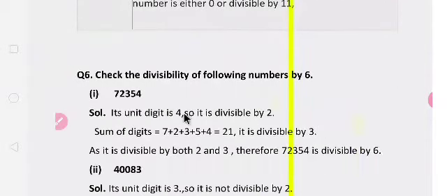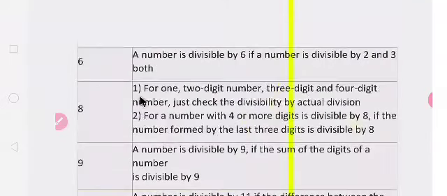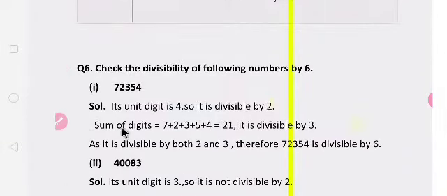Now question number 6 of our exercise 3.3. Check the divisibility of the following numbers by 6. We have to check whether this number is divisible by 6 or not. So what we have seen is that a number is divisible by 6 if it is divisible by both 2 and 3. So let us see.